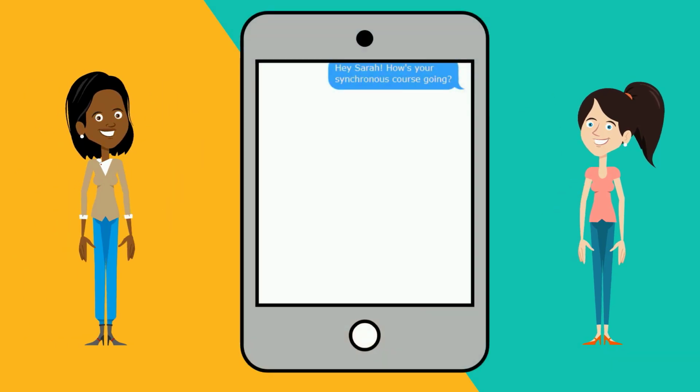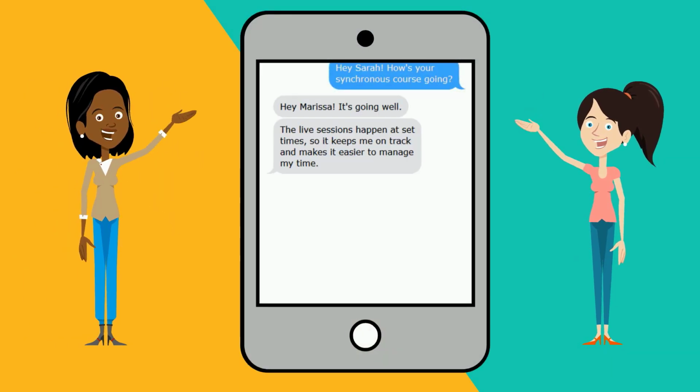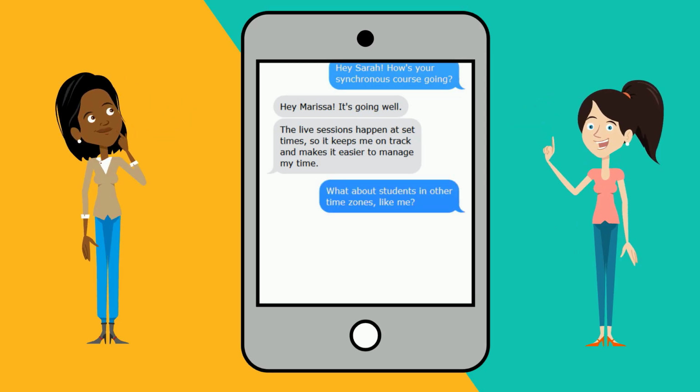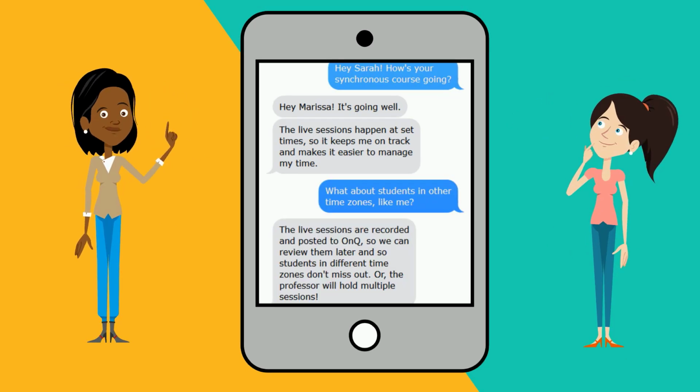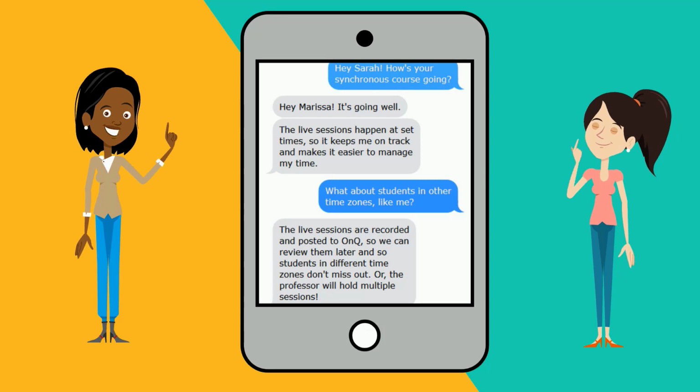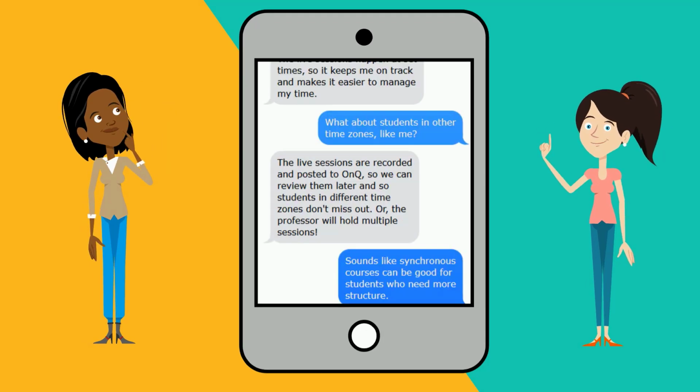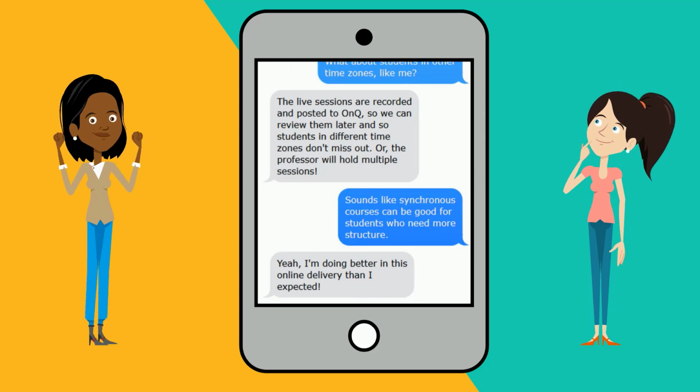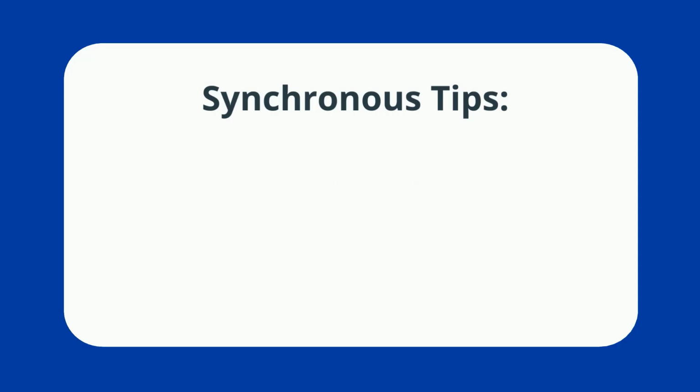How's your synchronous course going? It's going well. The live sessions happen at set times, so it keeps me on track and makes it easier to manage my time. What about students in other time zones like me? The live sessions are recorded and posted to OnCue so we can review them later and so students in different time zones don't miss out, or the professor will hold multiple sessions. Sounds like synchronous courses can be good for students who need more structure. Yeah, I'm doing better in this online delivery than I expected.